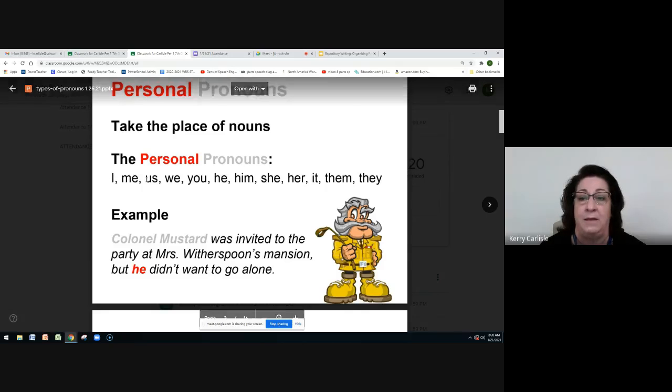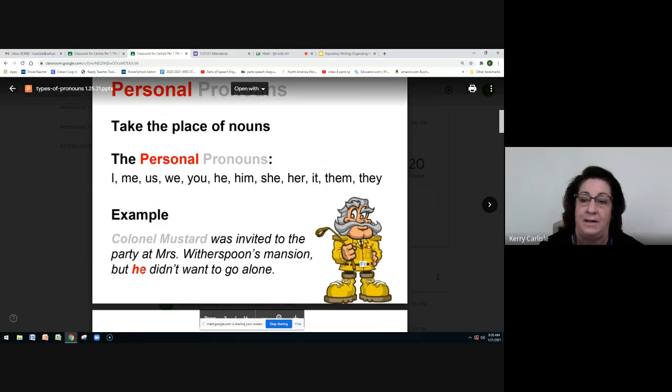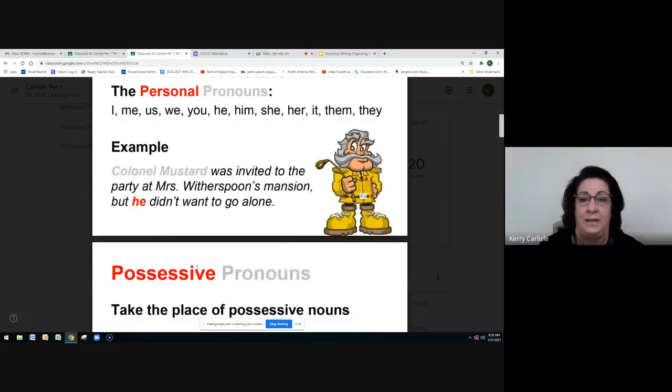But just a real quick review, if you didn't look at the slides, personal pronouns are the ones we've been talking about. They're either subjective or objective, like I and me. I does the action, me receives the action, right? I go to the park, right? Or I don't say me go to the park. So that idea of the different cases is what that's called. Here's your example, right? He didn't want to go alone.